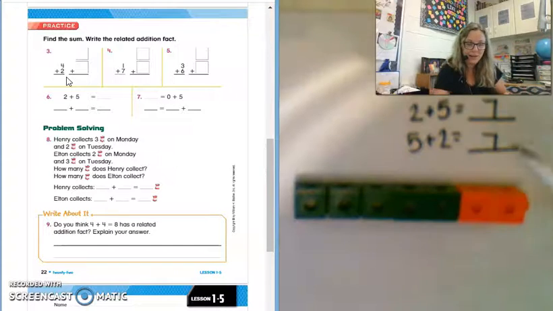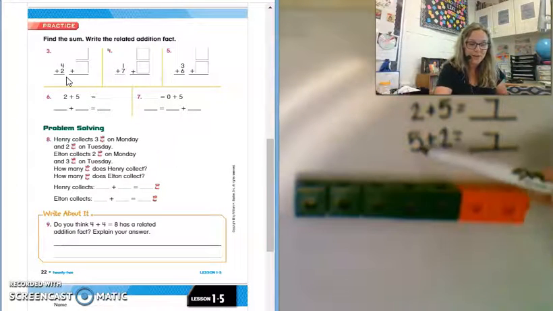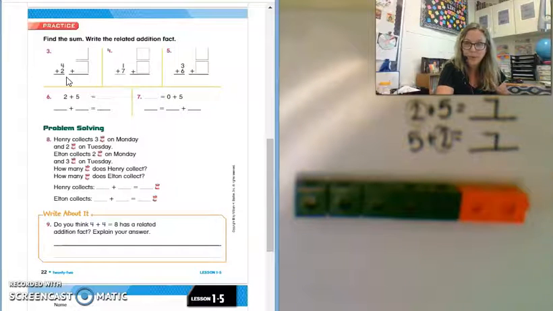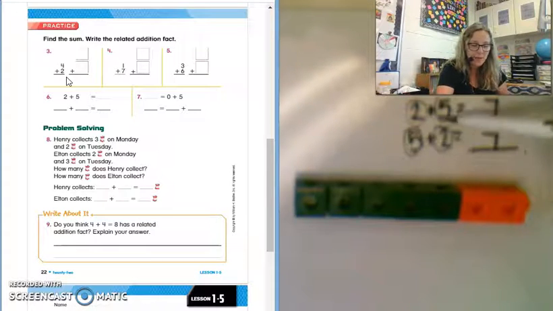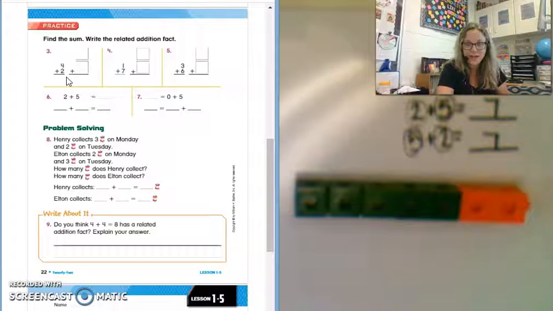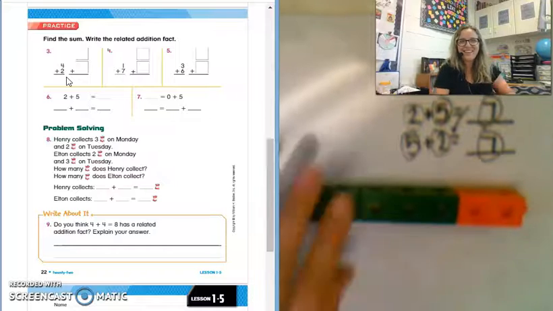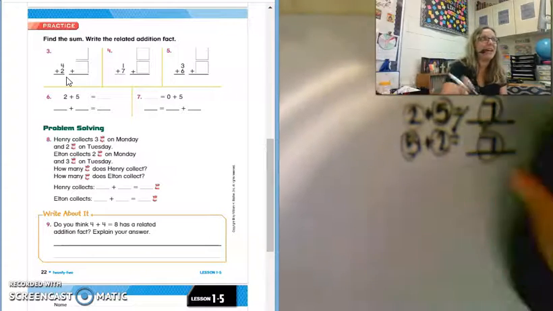So I have 2 plus 5 equals 7, and 5 plus 2 equals 7. They both have a 2 for a part or an addend. They both have a 5 for a part or an addend, and their sums are both 7. They are related.